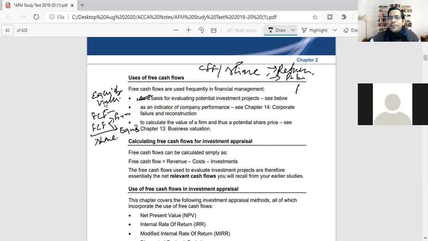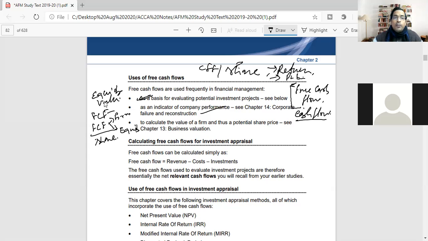But free cash flow, it is hard to manipulate. And even in the case a company is having high sales or some difficult market, the cash flow is something which can give you a more realistic picture of what is happening in the organization. Hence, this is used also as a performance measure. Of course, not everyone uses this one, but still it is one of the popular measures to calculate the value of a firm and thus its potential share price.